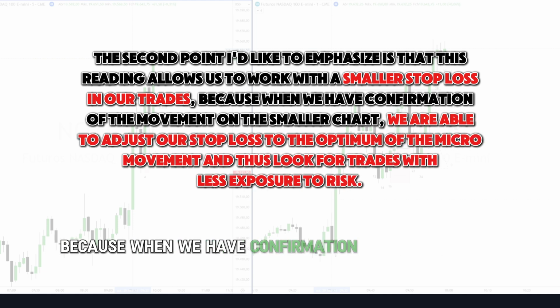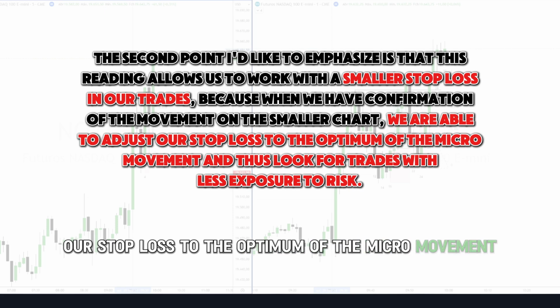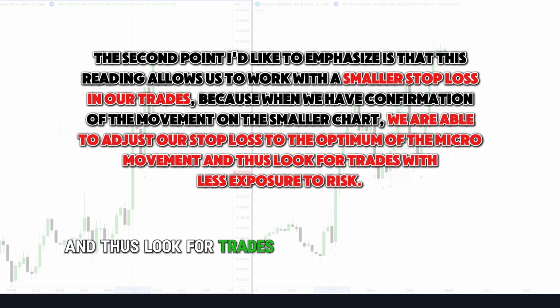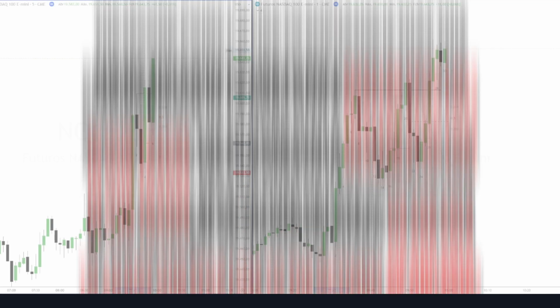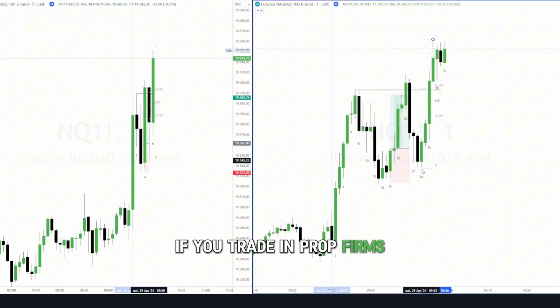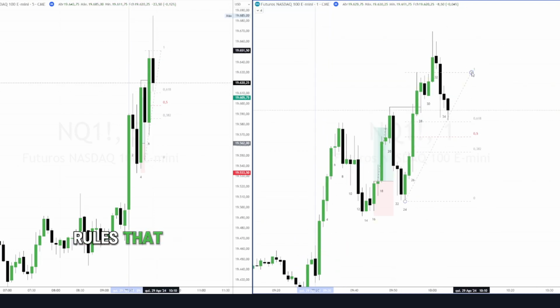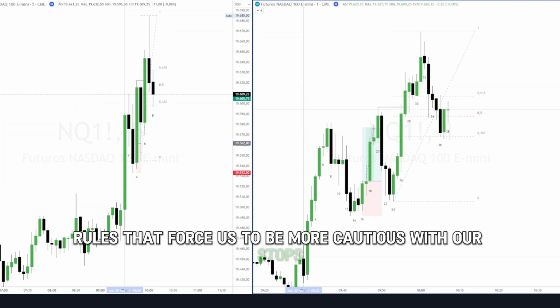Because when we have confirmation of the movement on the smaller chart, we are able to adjust our stop loss to the optimum of the micro movement, and thus look for trades with less exposure to risk. This becomes even more fundamental if you trade in prop firms, as we know that in these financing companies we have strict rules that force us to be more cautious with our stops.